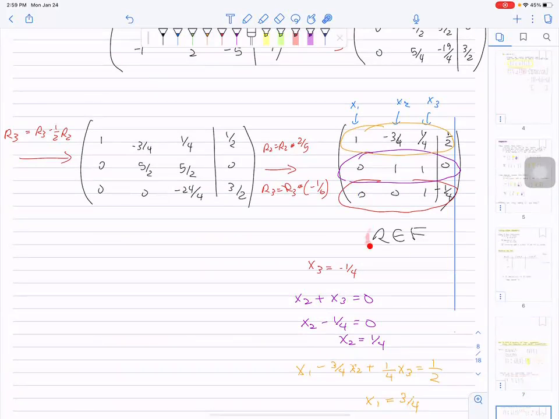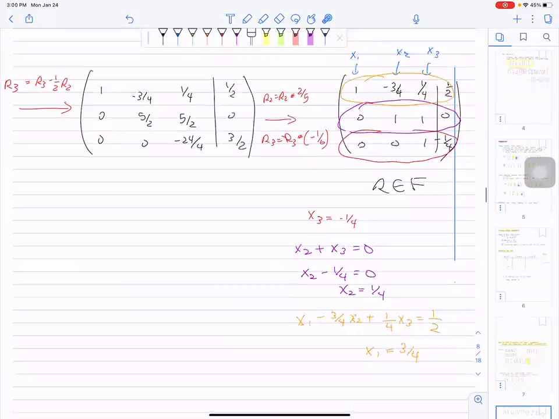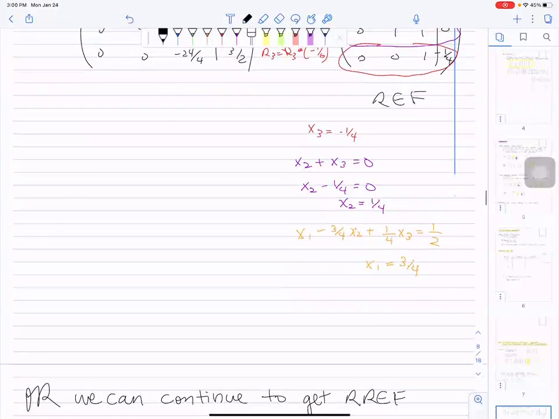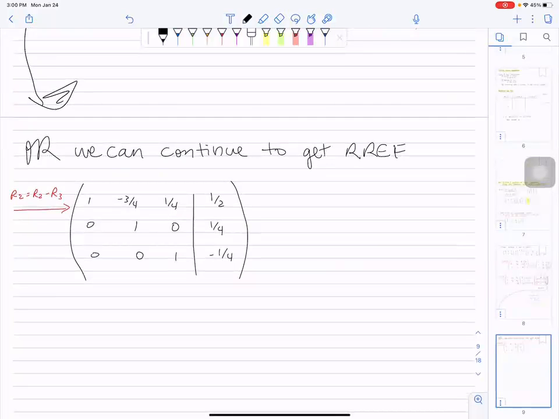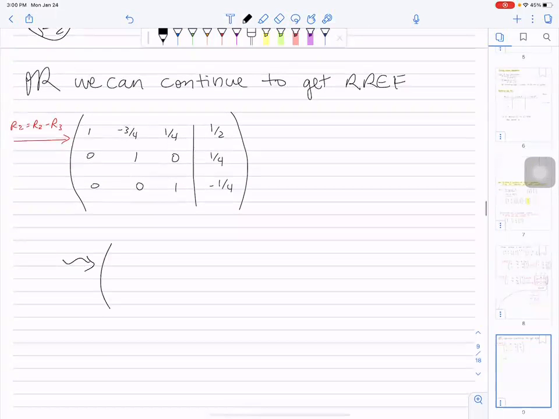Okay, so here we stopped at row echelon form. But what if I wanted to keep simplifying this to row reduced echelon form? I'm showing you that it doesn't matter what way you do it as long as you get the answer. We could have stopped at row echelon form and got the answer x1, x2, x3, or we could have taken this matrix and kept row reducing it to row reduced echelon form. I'll just write what it ends up being reduced to. It ends up being reduced to this.